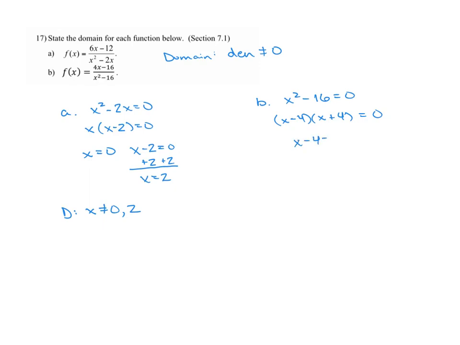So if we set each factor equal to 0, I can add 4 to both sides in the first one and get x equals 4. The second one, I can subtract 4 from both sides, and I get x equals negative 4. Now remember that we want our denominator not equal to 0, so x cannot equal 4 or negative 4.